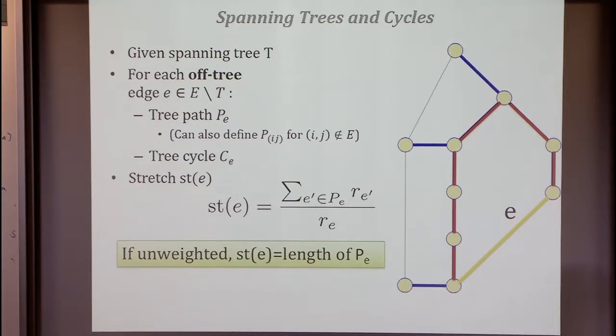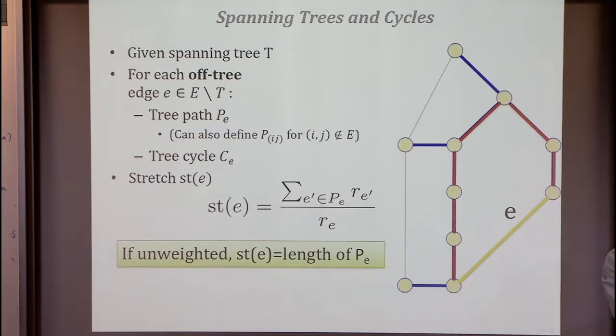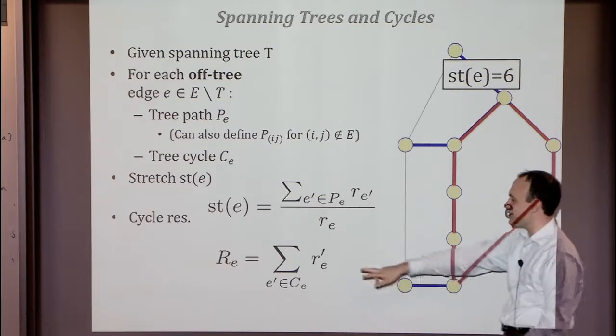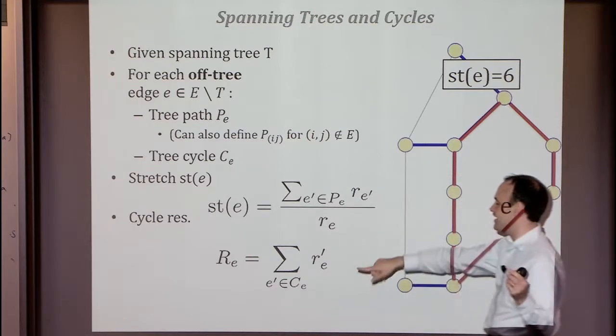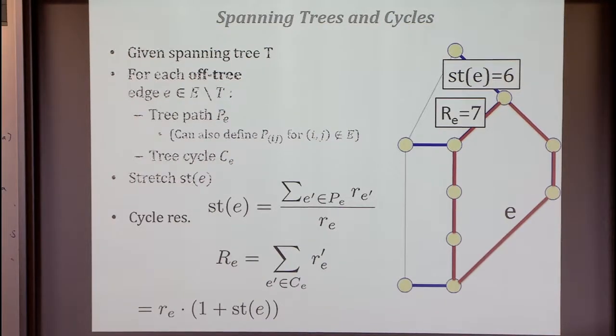And it's that ratio. So in particular, let's just for a second pretend the graph is unweighted for simplicity. In that case, the stretch of an edge is just the length of the path that routes it in the tree. So here it was 6. You could then define a cycle, which just adds in one more edge. You could get the cycle resistance, which is just the total resistance of the whole cycle, including the edge. And note that's just the resistance of the edge times 1 plus the stretch. And it's actually not a bad idea for much of this talk just to pretend your graph is unweighted, because it makes the picture clearer, but nothing we use will depend on that. And here, the cycle has resistance 7.